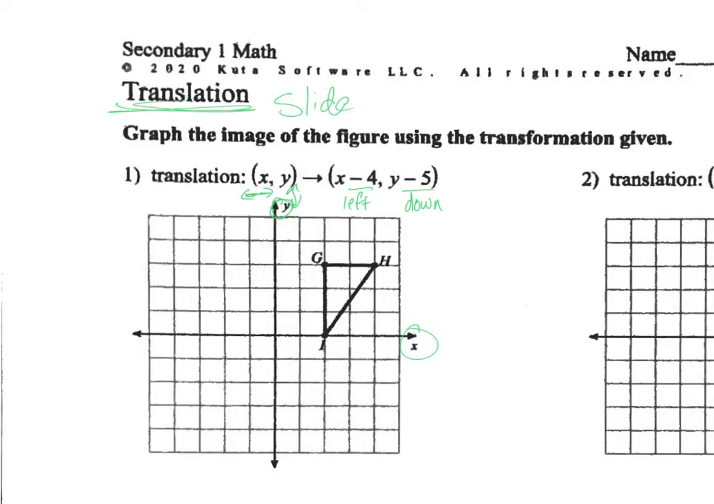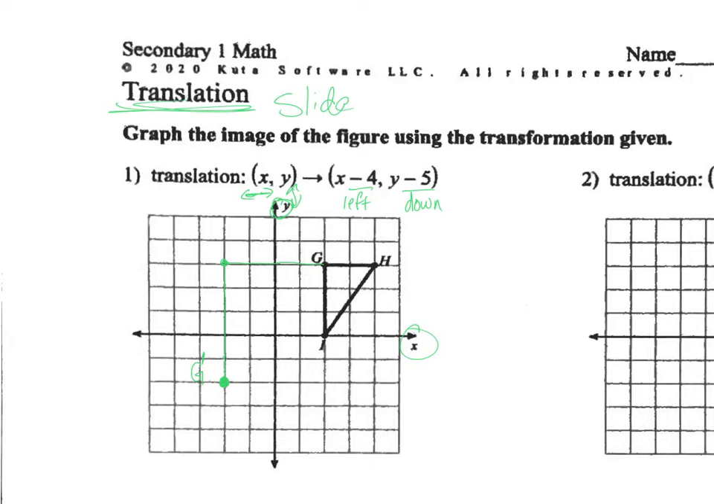As we look at point G, G needs to go over 1, 2, 3, 4 spaces, and then we need to move it down 5. So 1, 2, 3, 4, 5. So we have our new location for G, and we label that as G prime. We need to make sure that all of the other points on our shape match up with it.